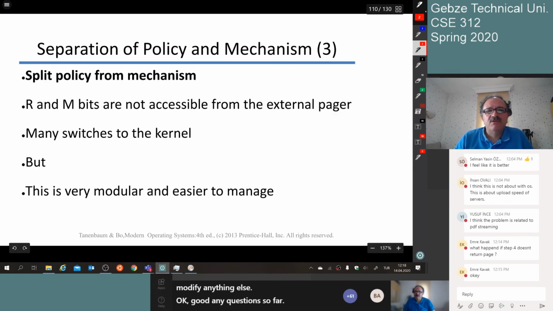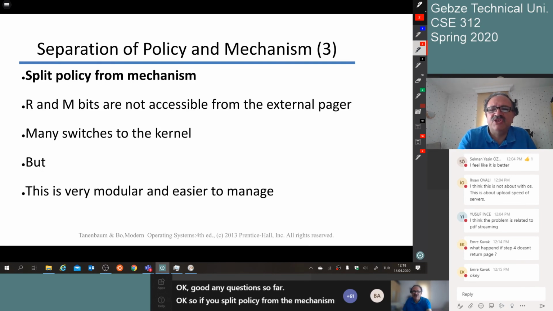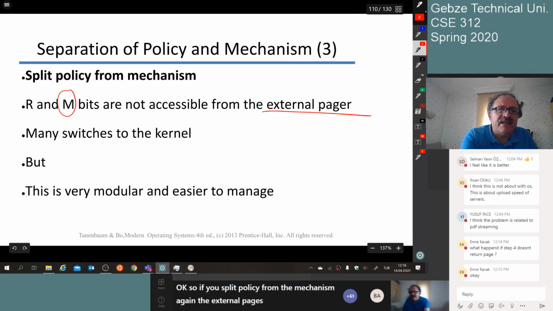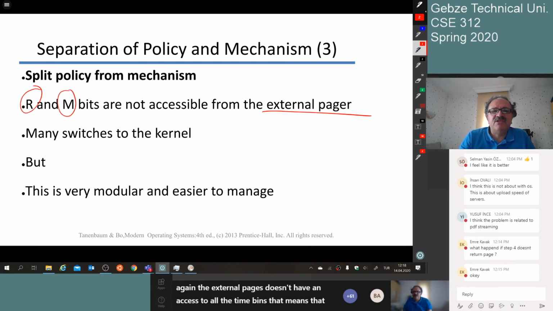So if you split policy from mechanism, again, the external pager doesn't have access to the reference and modified bits. That means either many switches to the kernel, or you will have to find some other way of doing it. It looks a little bit inefficient, but it is more modular and easier to manage.